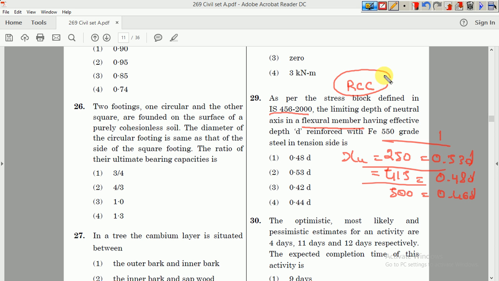For that you need to know the concept about this. And for 550 it is 0.44. If you do not know this value, you can also do it very simply. So the answer is 0.44 D.